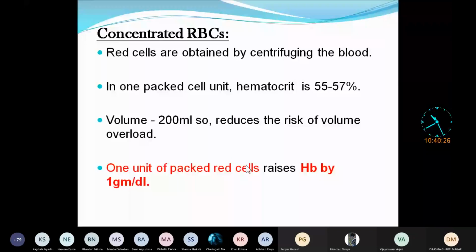Out of that 450 ml of the blood, only 200 ml is given. So definitely it will reduce the volume overload, isn't it? It means that 1 unit of packed red cells raises the hemoglobin by 1 gram per deciliter. So whenever one packed cell is given, if a person is having only 3 hemoglobin, then if 2 units are given, it becomes 5. Understood here?